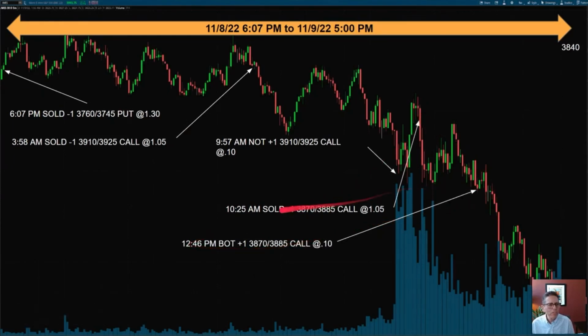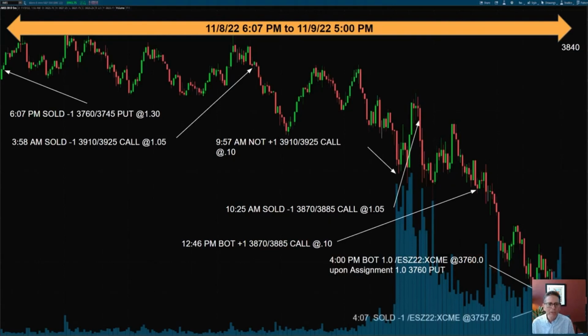And so this was the same day. So 10:25, and basically it was a directional trade. And then on this one here, I was assigned on this trade. So I got basically a futures contract at 37.60. And this can happen, as I mentioned to you. And then I sold that contract. And so basically it was a $35 gain for this position.